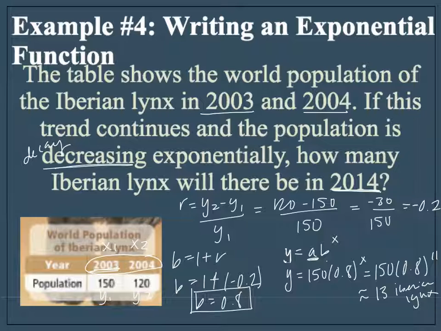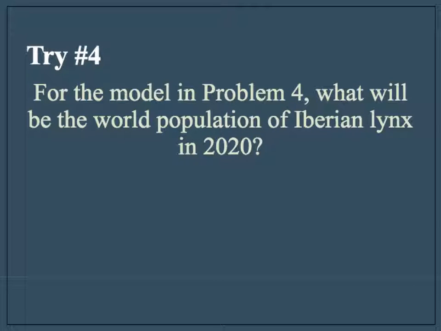All right, so that is it for that problem. We're going to expand this just a little bit by going to the try. So let's look at the try. It says, for the model in problem 4, what will be the world population of the Iberian lynx in 2020? So we're really not switching up much. Again, we're going to keep the same formula. Y equals 150 times 0.8 to the x power.